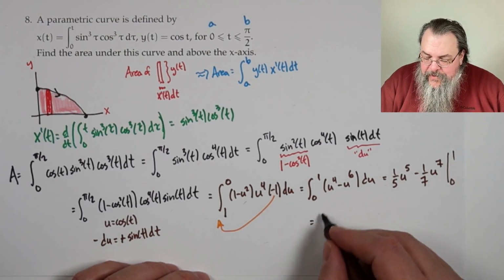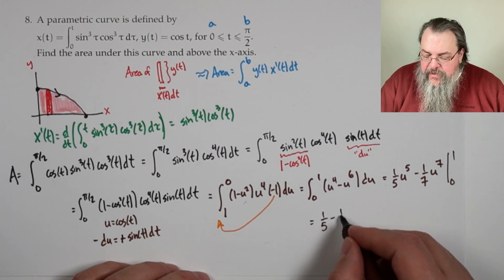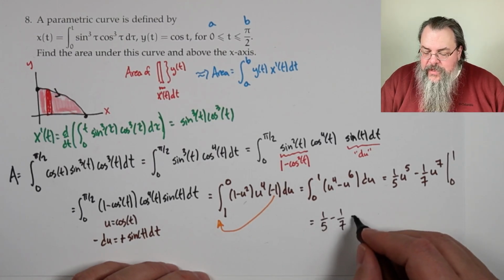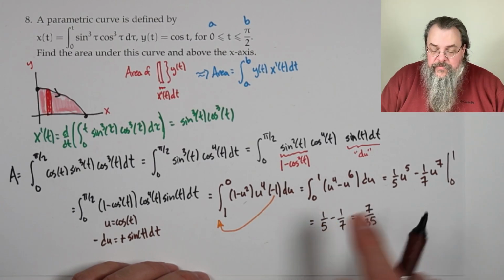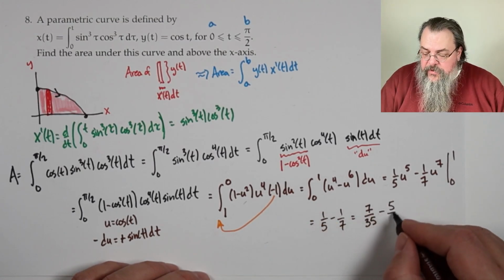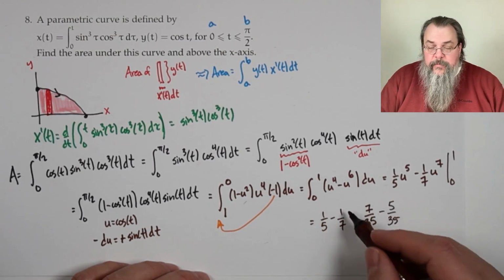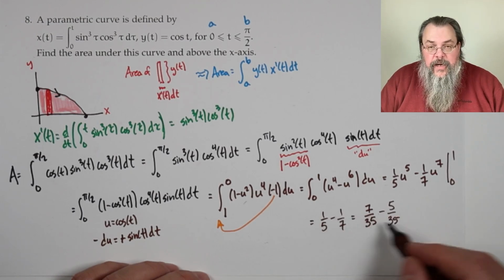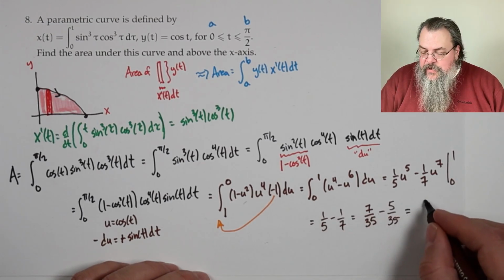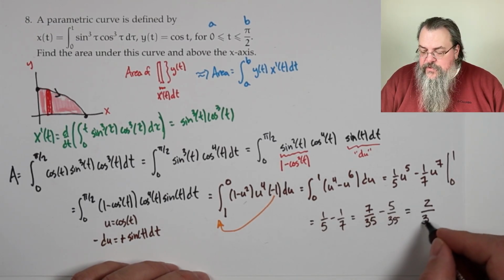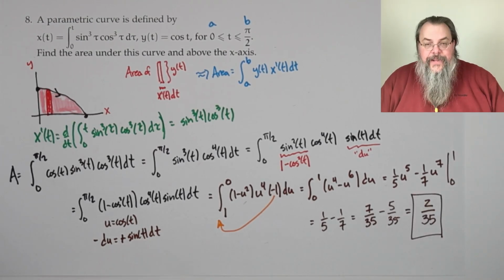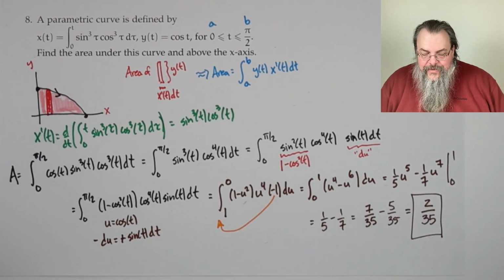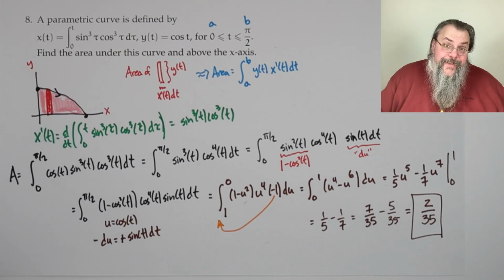So we have 1/5 minus 1/7. Well, that's the same as 7 over 35, so multiply by 7 over 7, minus 5 over 35, multiply by 5 over 5. So you get a common denominator, leaving us with our final answer of 2 divided by 35. And that's how much area there is. Turns out, not a lot.